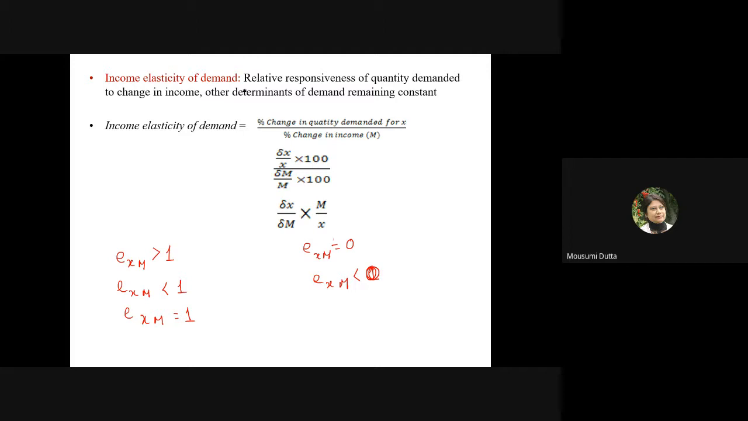So, all possibilities are there. Among these, EXM is equal to 0. That means the commodity is totally not responsive to the change in income. The demand is not responding when there is any change in income. Okay, so demand is fixed. Income inelastic. Demand is fixed at a particular level with respect to income. Okay, it will not change when income will change. So demand is income inelastic.